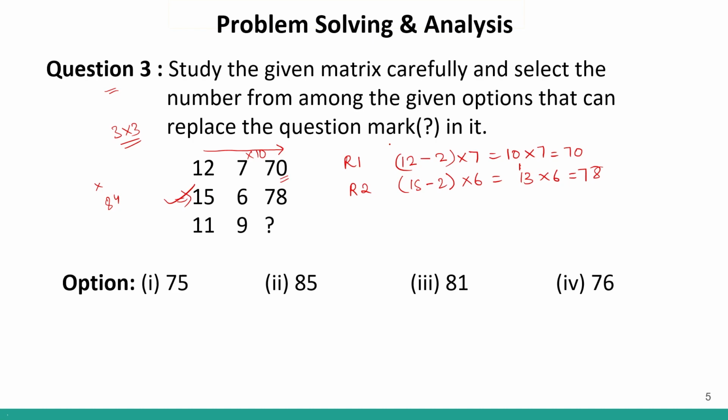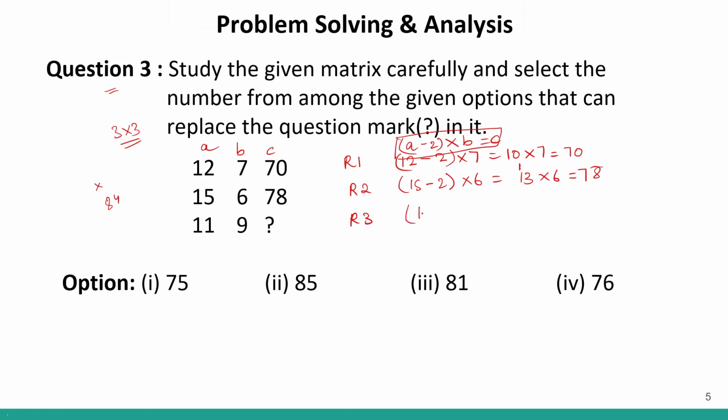What we are doing is we are taking the first number, subtracting 2 from it, and then multiplying it by the second number to get the third number. If I give them letters, this is A, this is B, this is C. So what we are doing is A minus 2 into B gives me C. This is the pattern of the grid. A minus 2 into B is giving me C. Clear? Now let us see if it is true for row 3 as well.